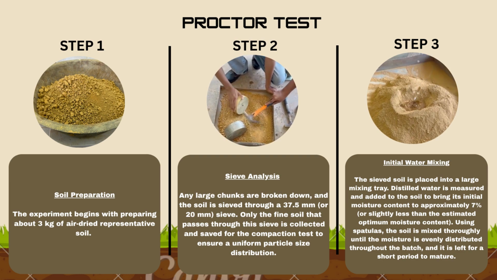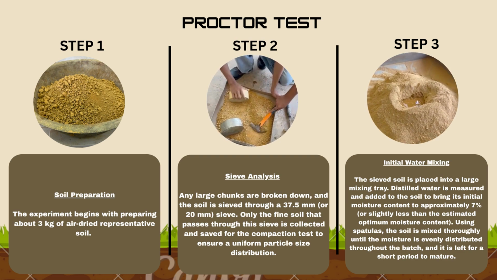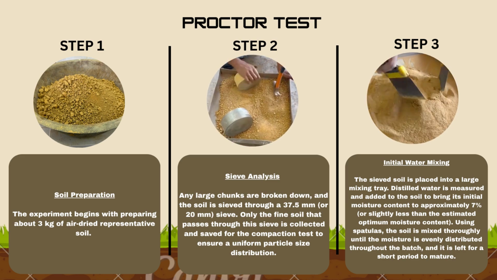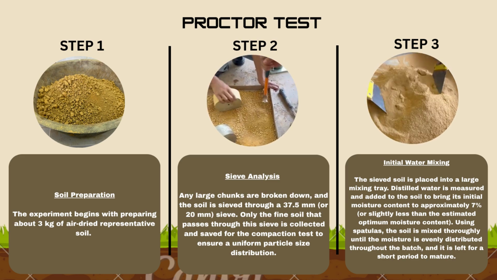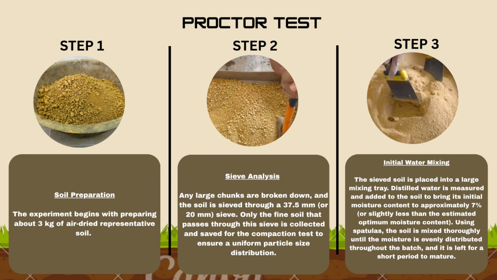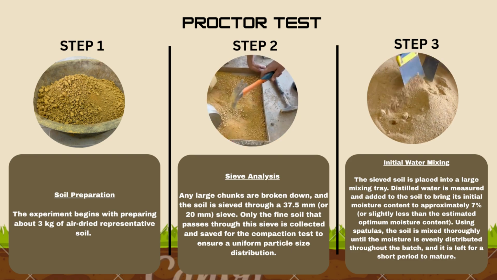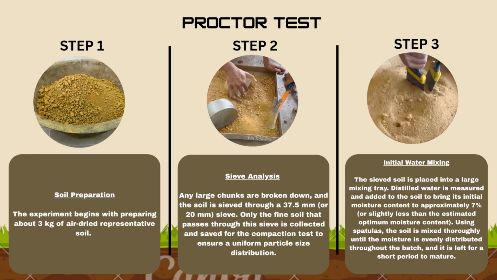Compaction test procedure. Step 1. Soil preparation. The experiment begins with preparing about 3 kg of air-dry representative soil. Step 2. Sieve analysis. Any large chunks are broken down and the soil is sieved through a 37.5 mm or 20 mm sieve. Only the fine soil that passes through this sieve is collected and saved for the compaction test to ensure a uniform particle size distribution.